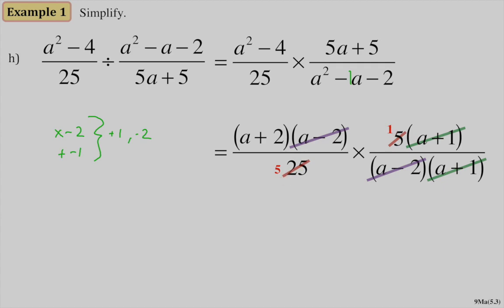Now on the top, I have a plus 2 in brackets. That's gone, that's gone, that's a 1, I don't have to worry about it. I've just got a plus 2 over 5. So I don't need to worry about the bracket on the a plus 2 because there was nothing else on the top. There's your final solution for that one.